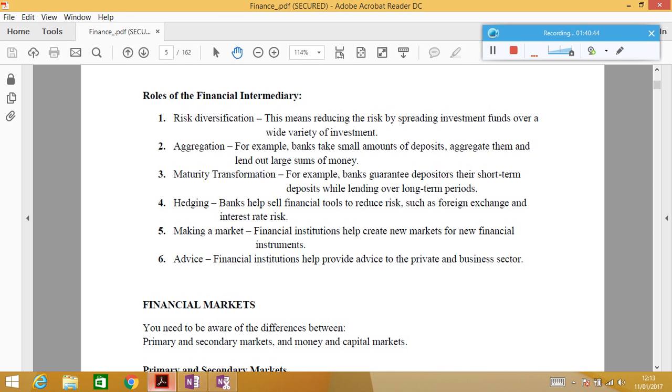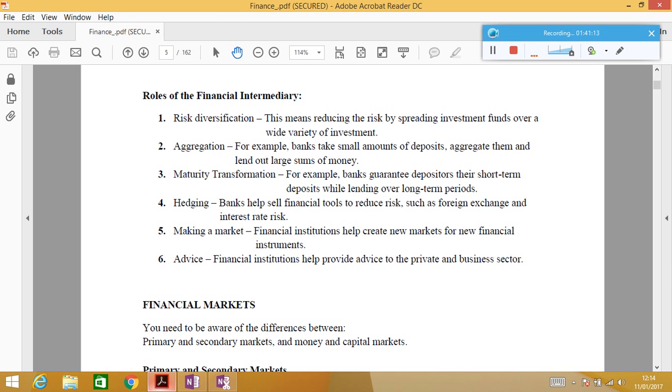Next is making a market. What is it? Financial institutions have to create new markets for new financial instruments. So the bank will normally help you design what type of funds the company should go for, like what I told you, we have so many notes, secured, unsecured, and so on. They will tell you, okay, you go for this. Since your company situation is this way, you should go for bonds, or you should go for unsecured, for example. So, making a market.